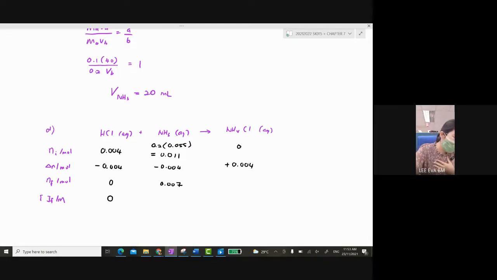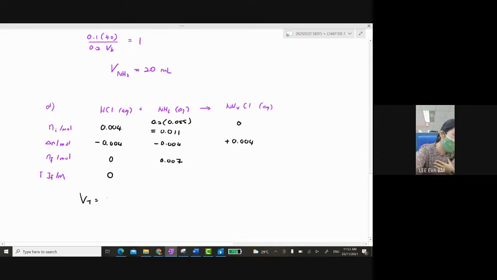Okay, so what is the total volume now? 40 plus 55 gives you 95 milliliter. So we convert it, ready for the calculation. To calculate your final concentration, 0.007 divided by 0.095 gives you 0.0737. Correct me if I'm wrong, because I don't want to rush for the time. So 0.0737 is the concentration for NH3 after all hydrochloric acid is neutralized.